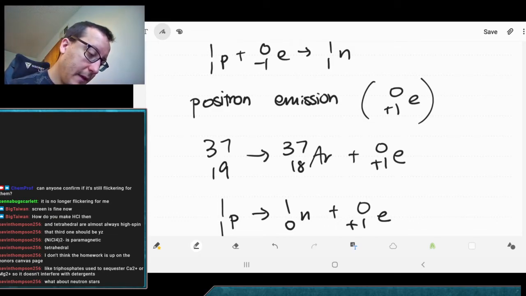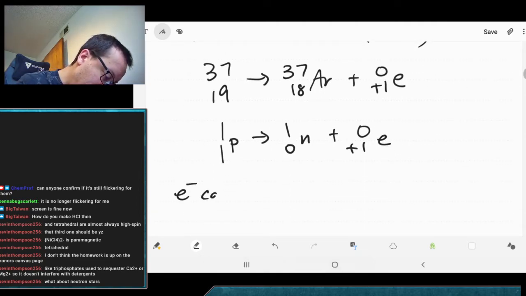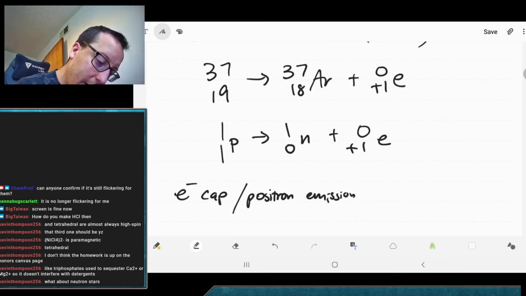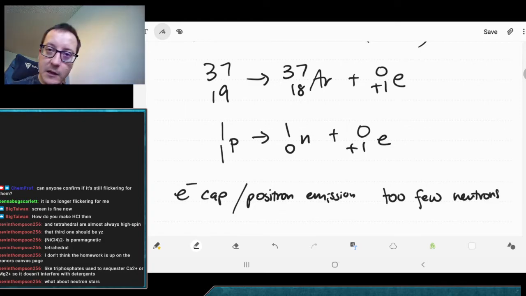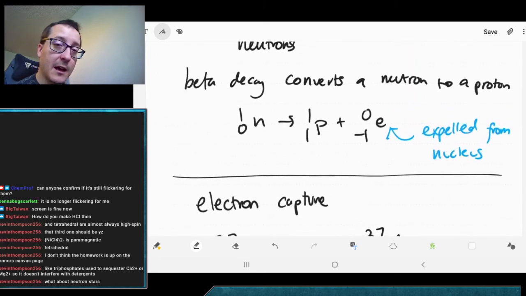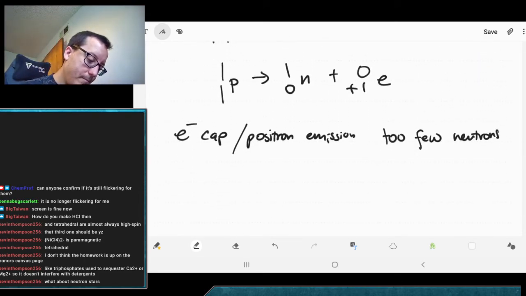All right, these two, electron capture or positron emission, is going to be when you have too few neutrons in your nucleus. So you'll undergo beta decay if you have too many neutrons. You'll undergo electron capture or positron emission if you have too few neutrons. And alpha decay is just for really big nuclei.